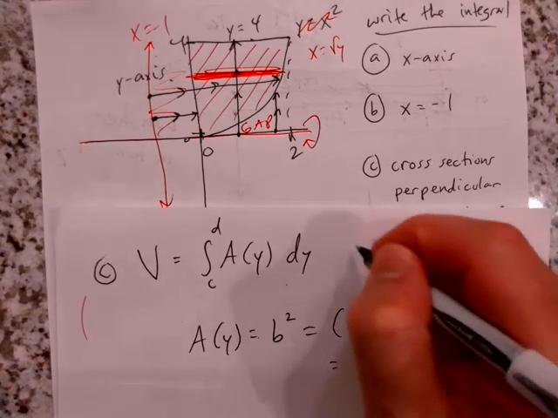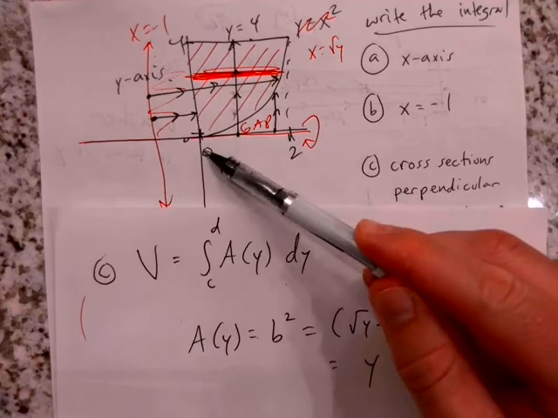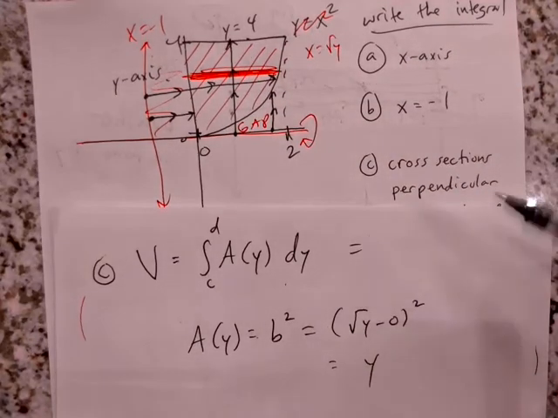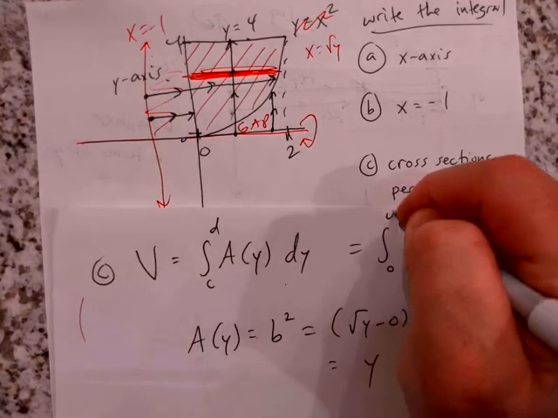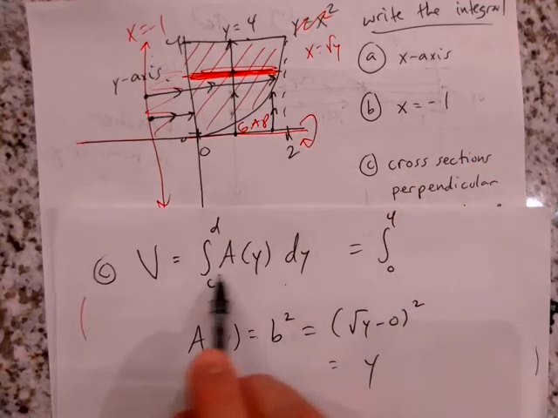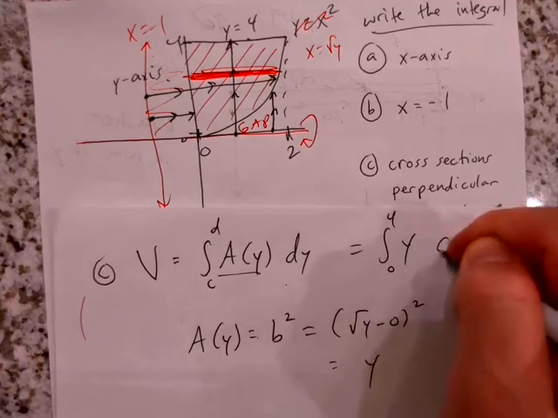The bounds are where you start and finish lining up all these super thin squares. So you start to line them up at 0, you finish at 4. The area function is just y dy.